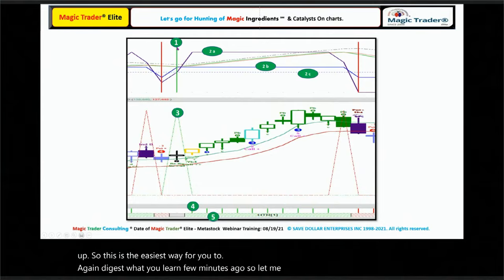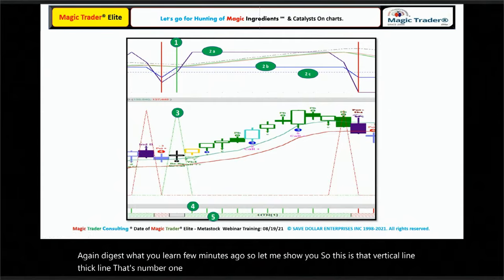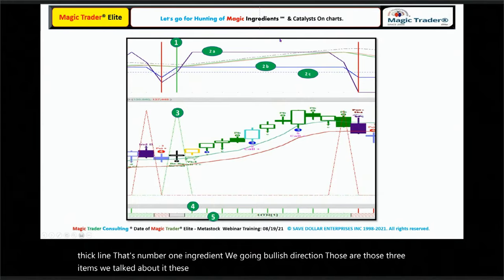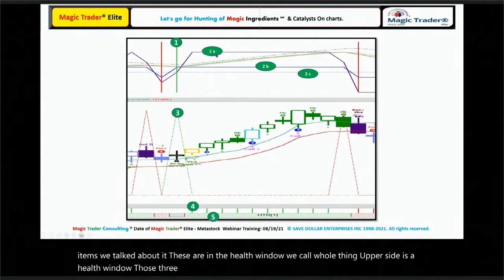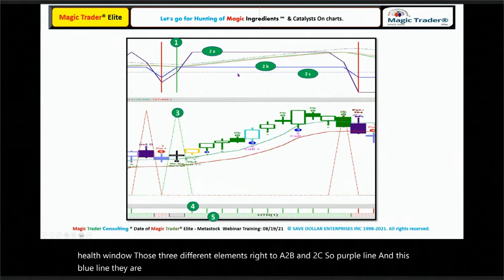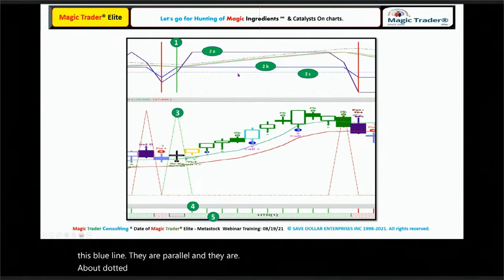So this is that vertical line, thick line. That's the number one ingredient. We're going in a bullish direction. Those are the three items we talked about. These are in the health window. We call the whole upper side a health window. Those three different elements, right? 2A, 2B and 2C. So the purple line and this blue line, they are parallel and they are above the dotted line. So that's about it. That's the only thing you need to know.